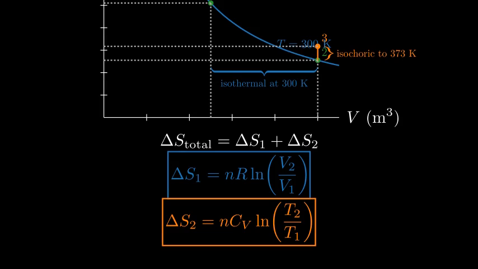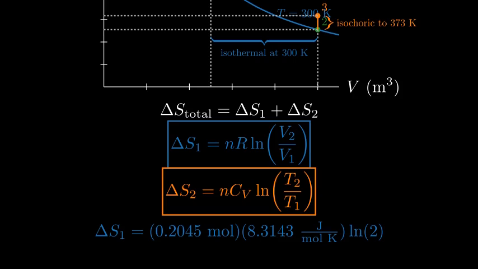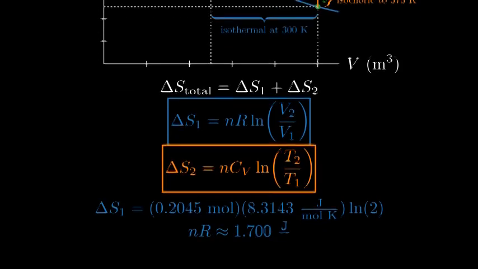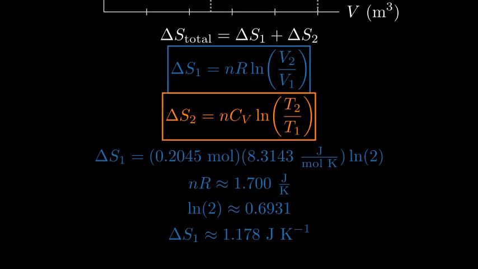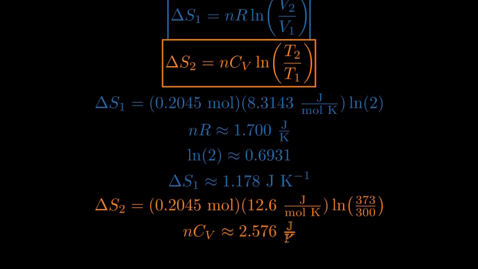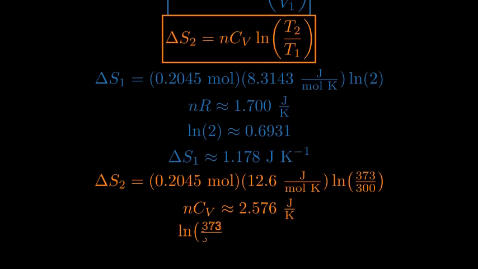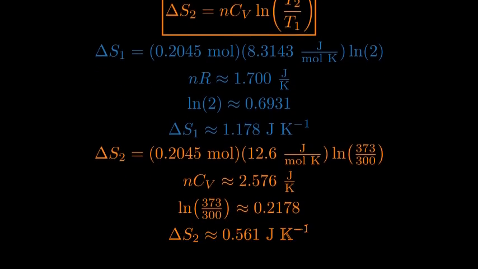Now we compute numerically. For step 1, the isothermal expansion, delta S1 equals nR times the natural log of 2. Compute nR, the natural log of 2, and the product. For step 2, the constant volume heating, delta S2 equals nCV times the natural log of T2 over T1. Compute n times CV. Then the natural log of 373 over 300, and multiply.